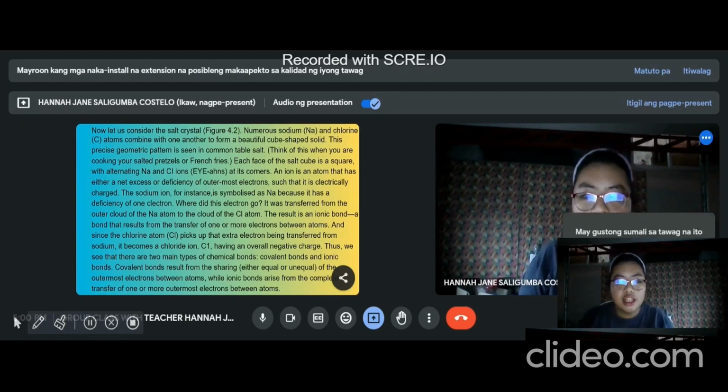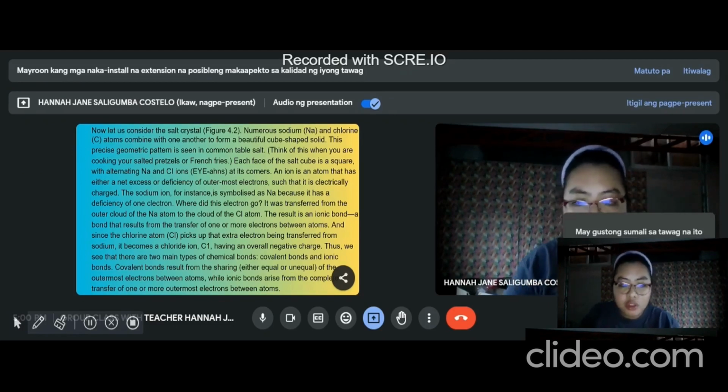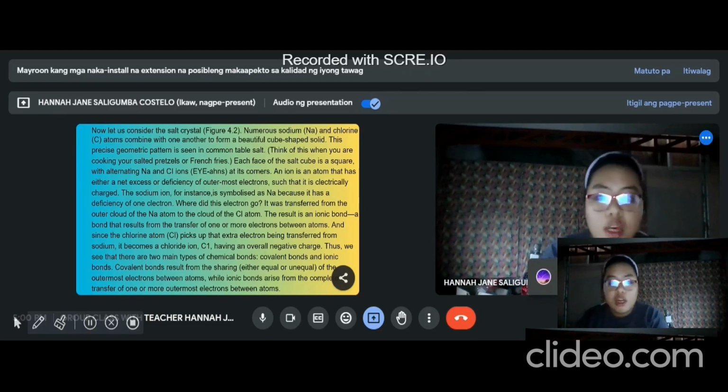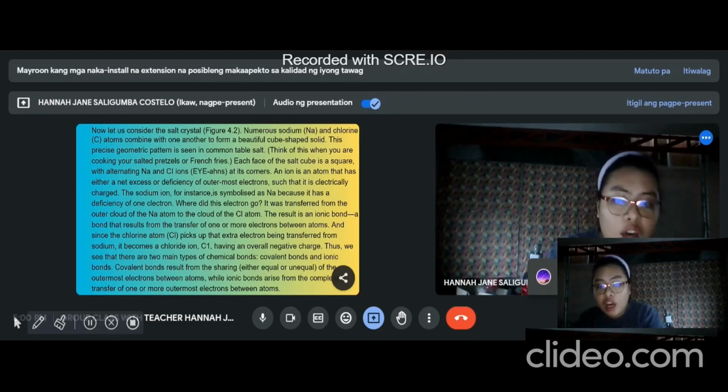Thus, we see that there are 2 main types of chemical bonds: covalent bonds and ionic bonds. Covalent bonds result from the sharing, either equal or unequal, of the outermost electrons between atoms, while ionic bonds arise from the complete transfer of 1 or more outermost electrons between atoms.